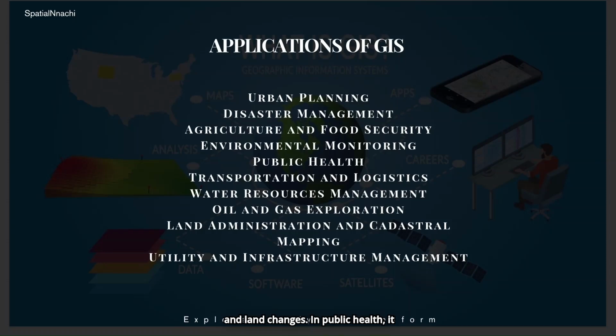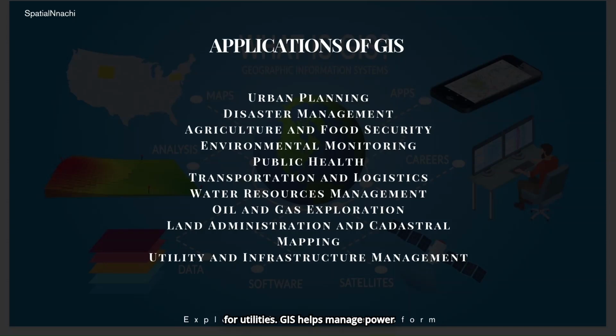In public health, it maps disease outbreaks and improves healthcare access. Transportation and logistics benefit through route planning and traffic analysis. GIS also aids water resource management, from irrigation planning to groundwater mapping. In oil and gas, it guides exploration and reduces environmental risk. Land administration uses GIS for property boundaries and title management.